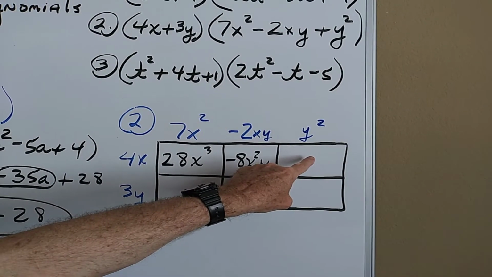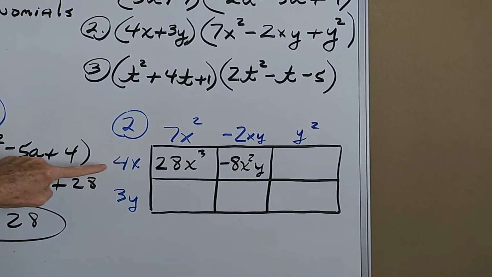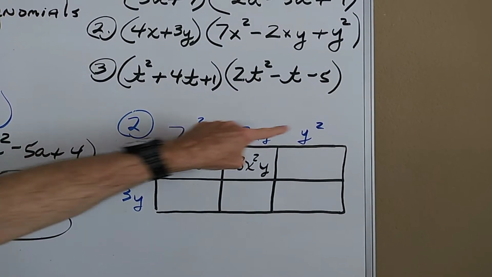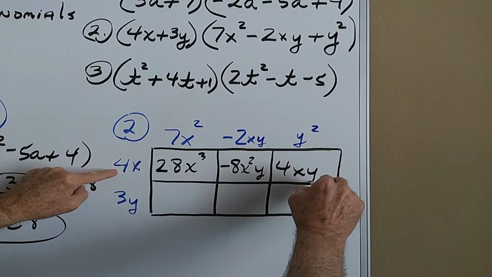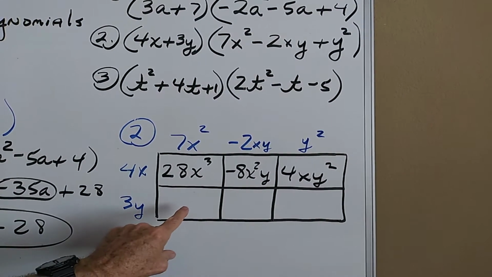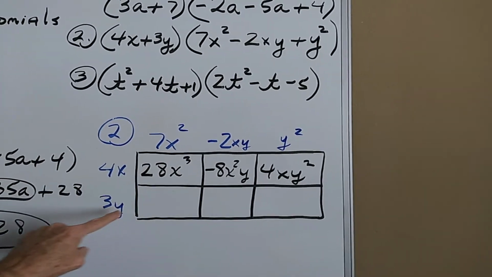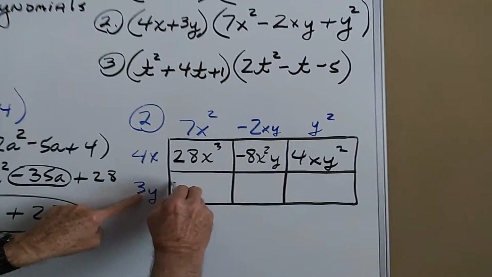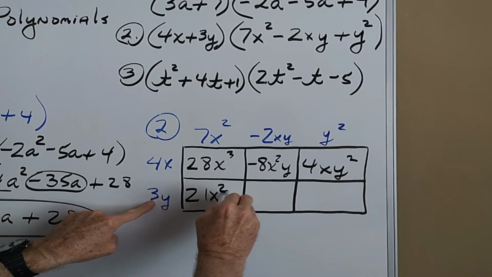And then the far upper right box, column multiplied by row, positive times positive, 4xy squared. No need of adding any exponents there. Bottom row, take the column 7x squared times the row that it's in, 21x squared y.